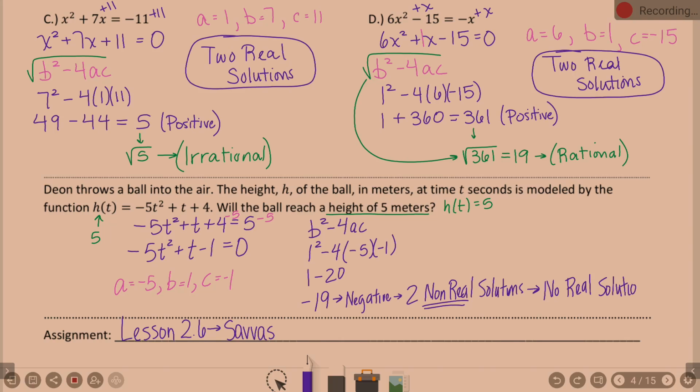If we're talking about will the ball reach a height of 5 meters, we need to talk real solutions here. Since there are no real solutions, that means no, the ball will not reach a height of 5 meters.